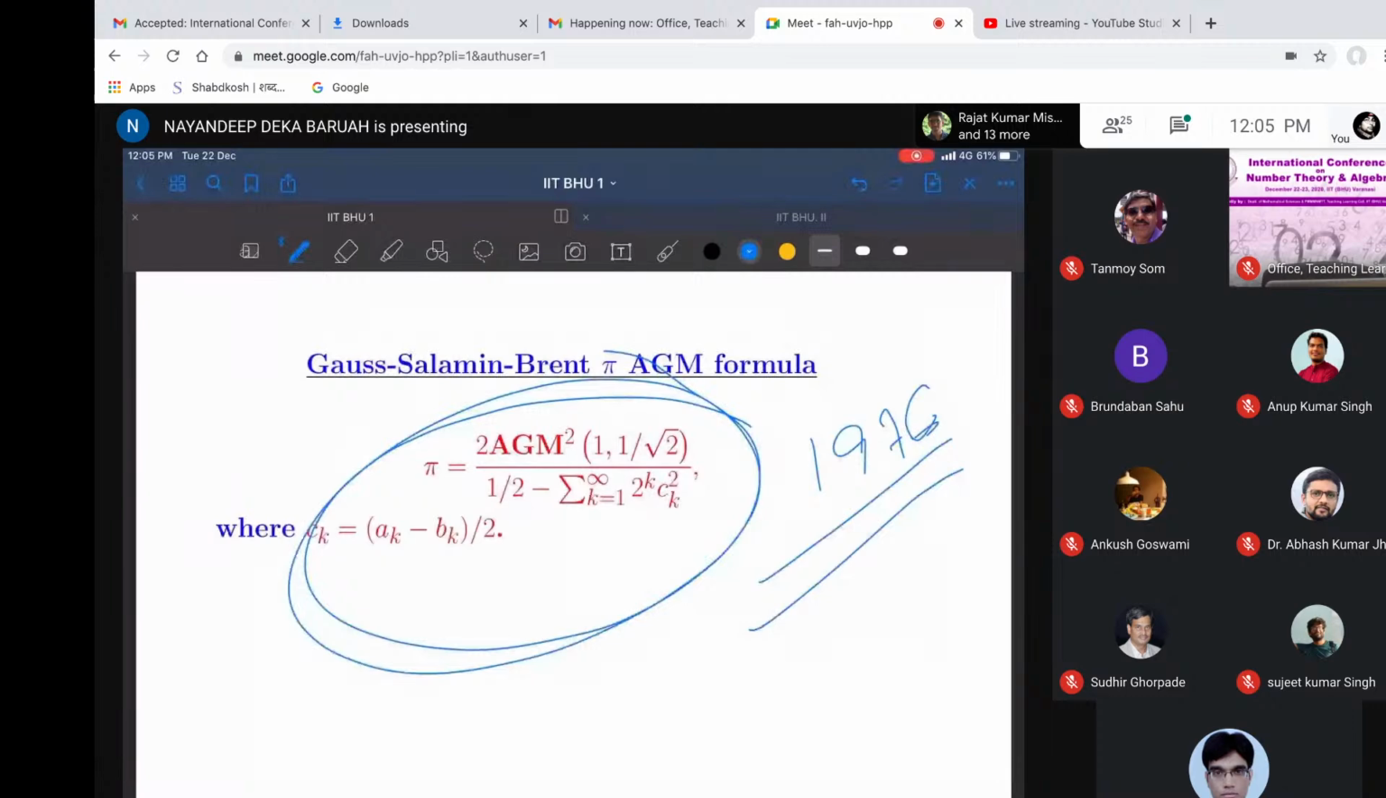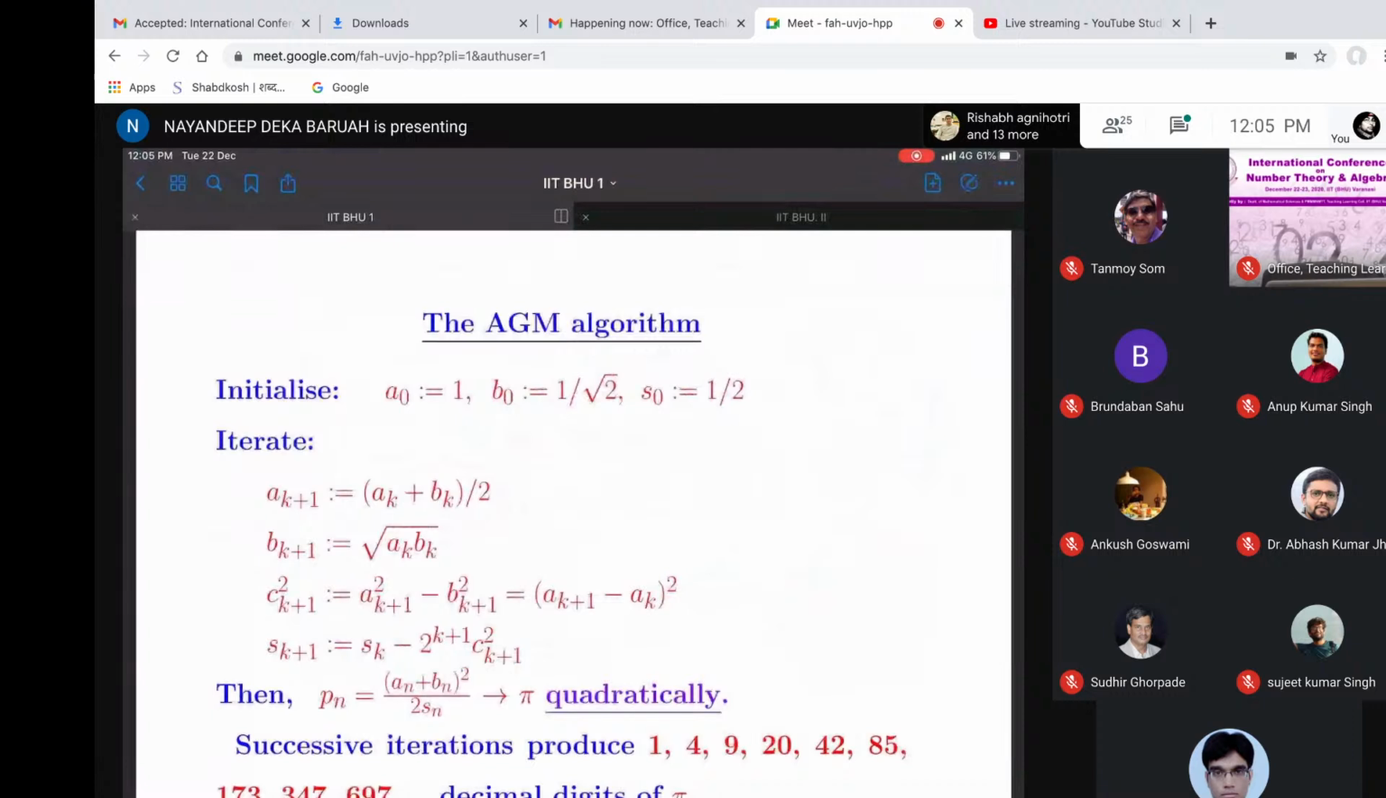You initialize a0 as 1 and b0 as 1 over root 2, and you go on taking the arithmetic mean and geometric mean. And then you will see that this p_n will converge to pi quadratically. Successive iterations will produce 1 digit, 4 digit, 9 digit, 20 digit, 42 digit, 85 digit, etc., decimal digits. Therefore, after a few iterations, one may get a million digits. So this is a very fast converging series.